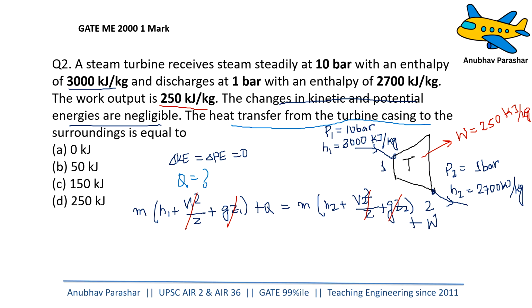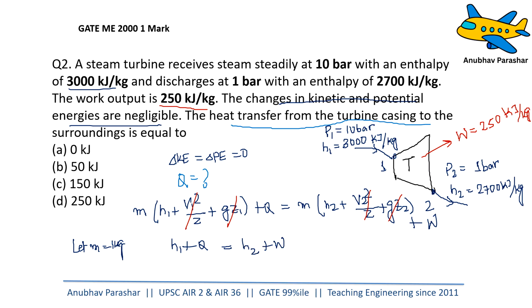If I'm considering unit mass, I can write this equation as H1 plus Q, because even the work done is given on a unit mass basis, is equal to the mass at exit. I did not write mass because I'm considering mass to be 1. Let m be equal to 1 kg. So I'm writing it on a unit mass basis. H1 plus Q is equal to H2 plus W.